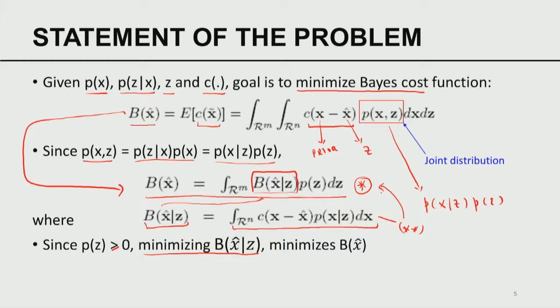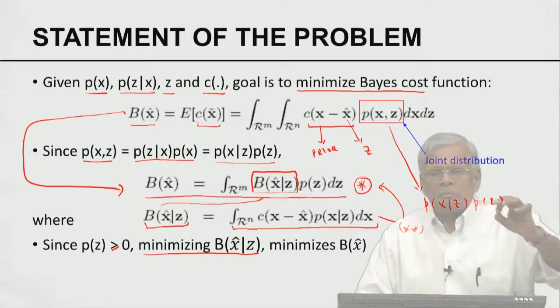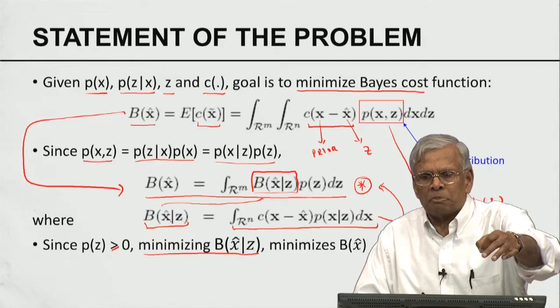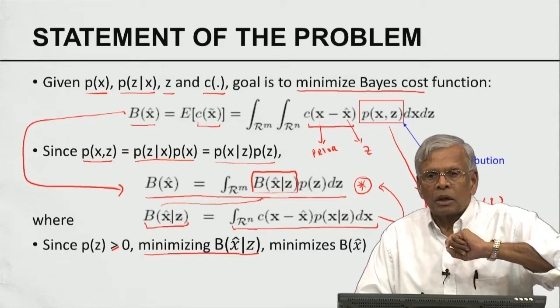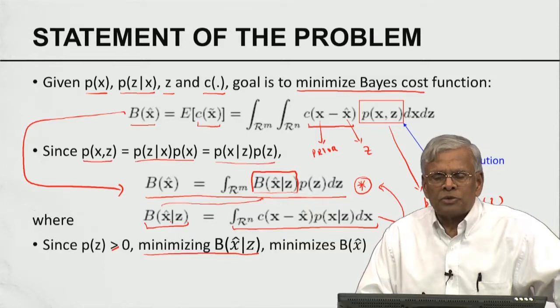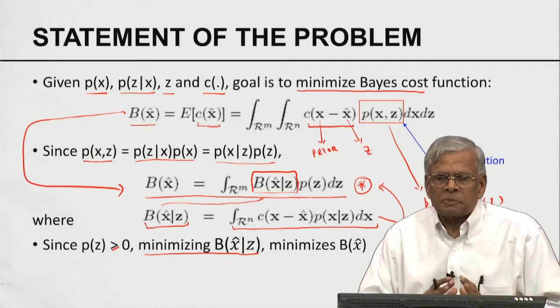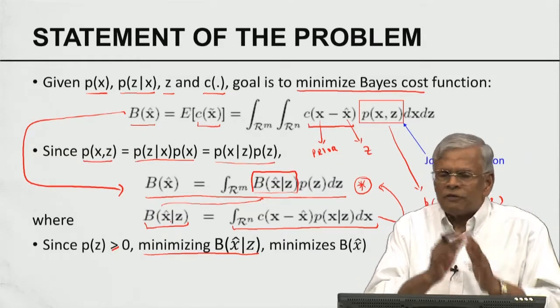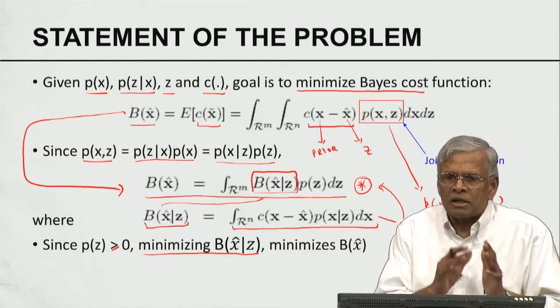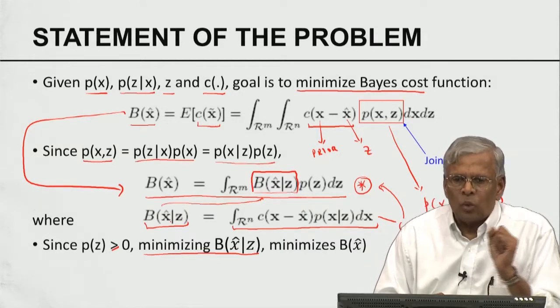Therefore, minimizing the Bayes cost function reduces to minimizing the conditional Bayes cost function, conditioning on the fact that I have been given a set of observations z. So what is the basic idea here? Let me look back at it. Mother Nature has picked x from the probability distribution P of x. I am going to observe and gain information about the chosen x. So from the perspective of the estimator, everything starts with z. So everything given z is what we are going to be working at.